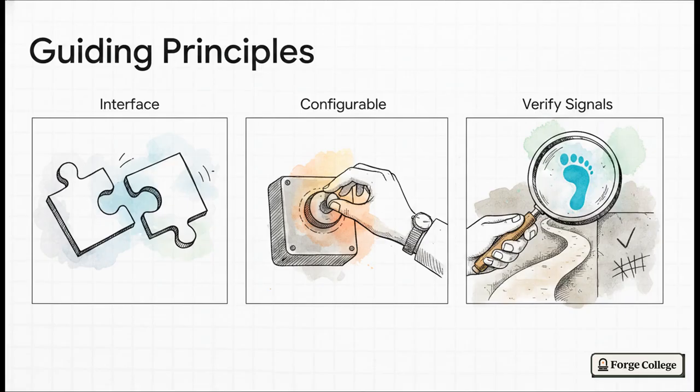And number 3, when you're writing your assertions, don't just lazily check the final return value. You need to verify the interaction signals. Check that the right events were actually emitted, check your call counts, and make sure your internal state variables changed exactly the way you expected them to.